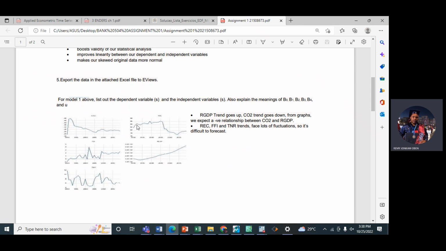Look at this REC, I'll come back to it, but look at this one. This one is clear. You see this one is going up. So on average, this one is going up. This one, GDP. If you look at this one, it fluctuates, going up, coming down, going up, coming down.